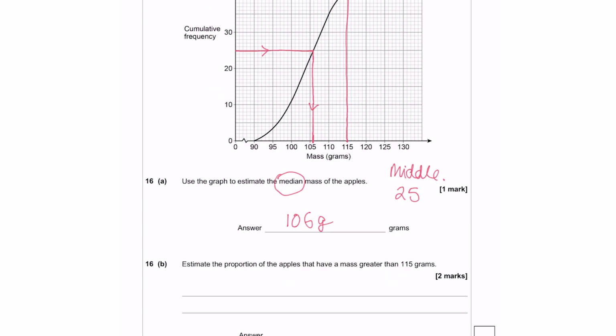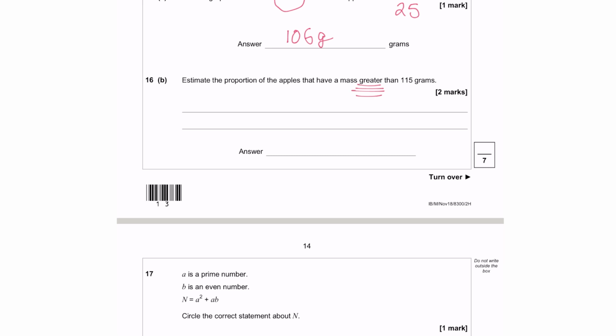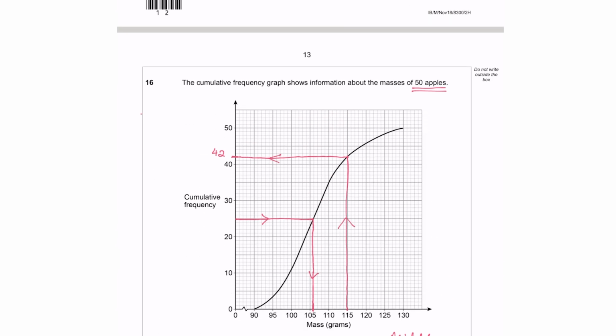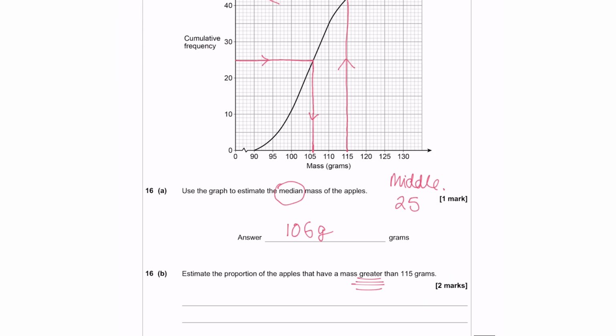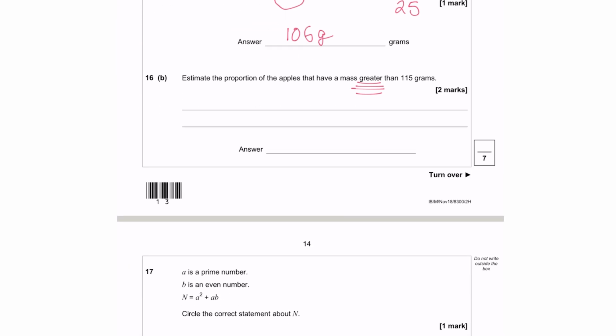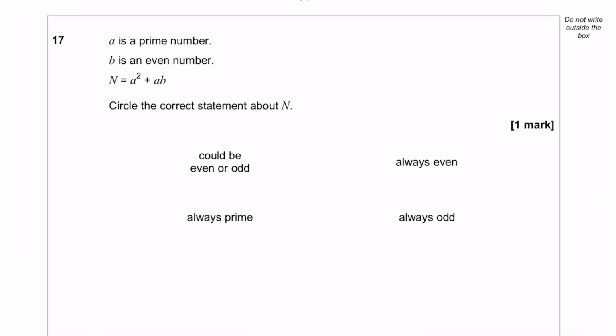But we want to know which ones are greater, so which ones are bigger than that. So this is the bit that we want. We've got 50 minus 42, which gives us 8, and it's asked us for the proportion. So it's 8 out of 50, which gives us 16%. You could have left it at 0.16, not times it by 100 to give you a percentage. Not a problem. When they say proportion, it doesn't have to be a percentage. It can also be a decimal or fraction.